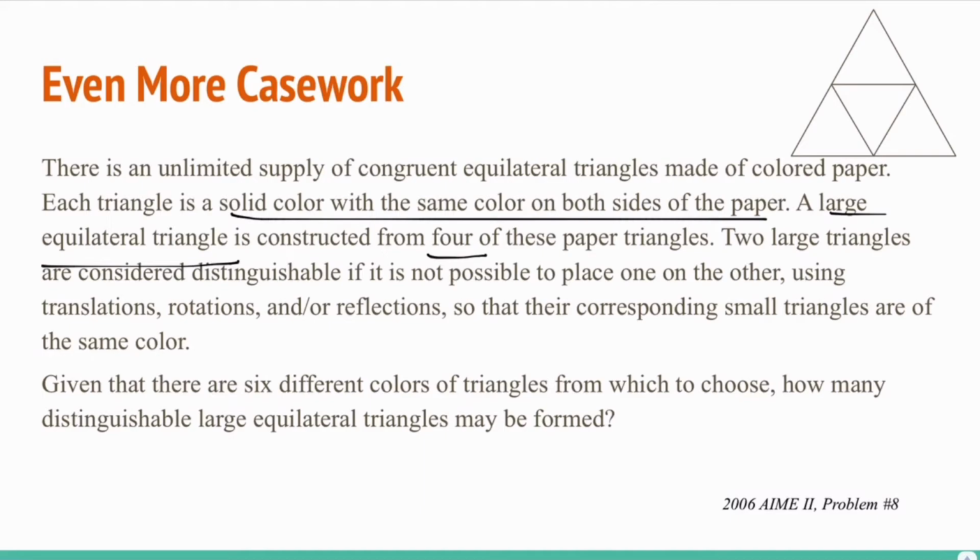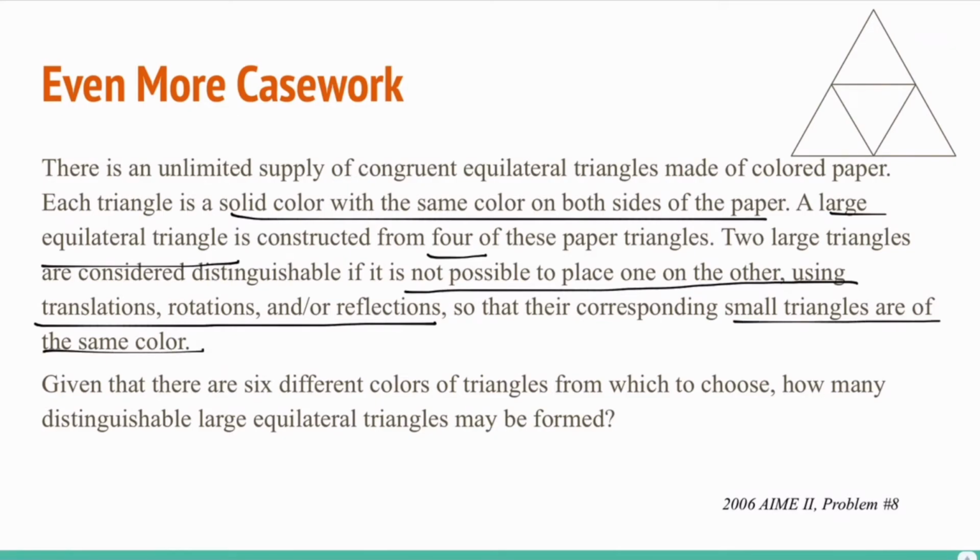2 large triangles are considered distinguishable if it is not possible to place one on the other using translations, rotations, and/or reflections so that their corresponding small triangles are of the same color. Given that there are 6 different colors of triangles from which to choose, how many distinguishable large equilateral triangles may be formed? So this is the diagram of a large equilateral triangle constructed from 4 small triangles.